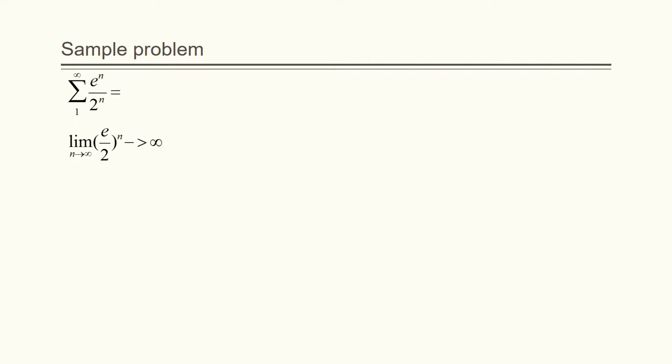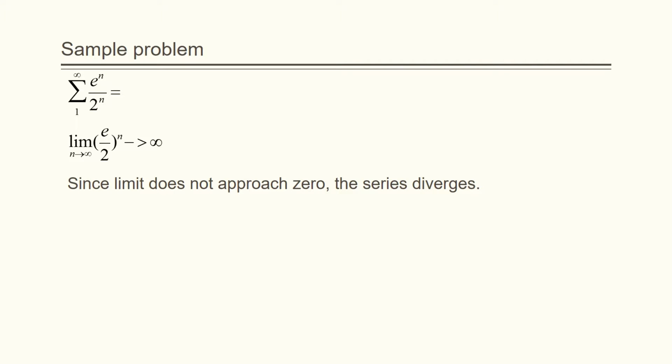In this example, we take the series from 1 to infinity of e to the power of n over 2 to the power of n, and to find out if this series diverges or converges, we apply the zero test. So the limit as n approaches infinity of (e over 2) to the power of n approaches infinity. Since the limit does not approach zero, the series diverges.